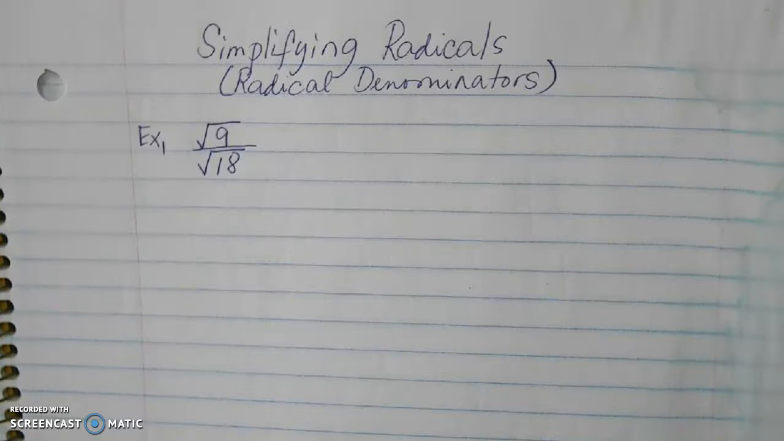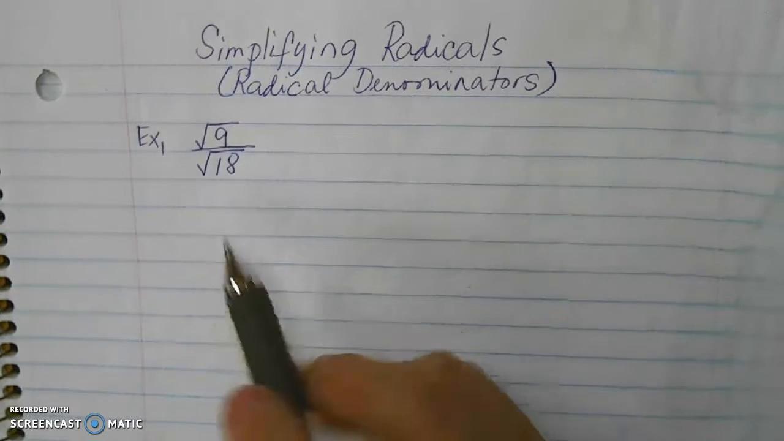Okay, so for our next topic, we are going to be again simplifying radicals, but this time with radical denominators. Now, first of all, whenever you have radical denominators, that is not permitted. So, we need to be working on this one.